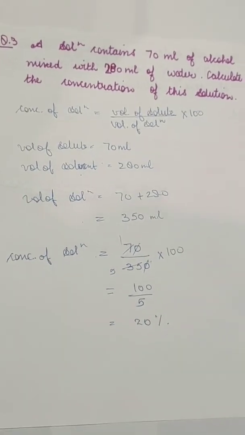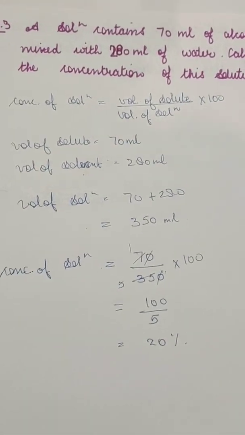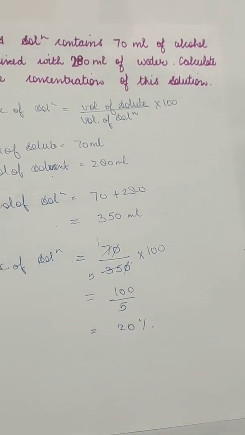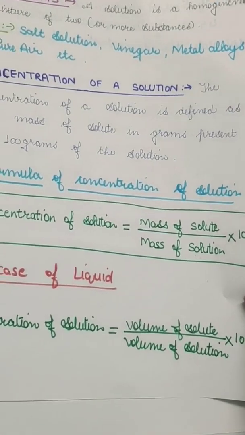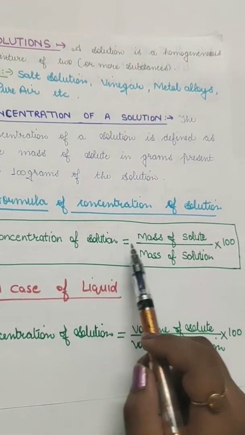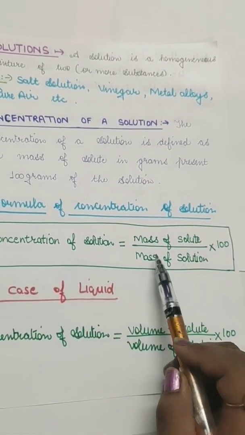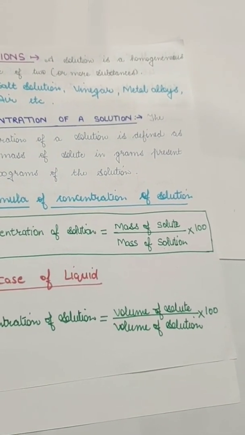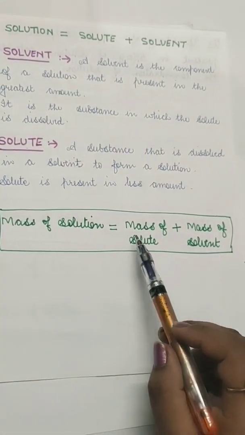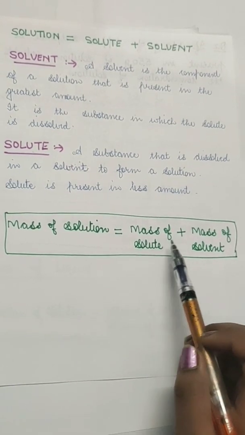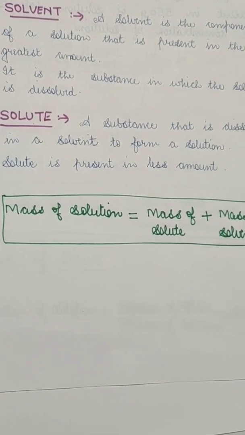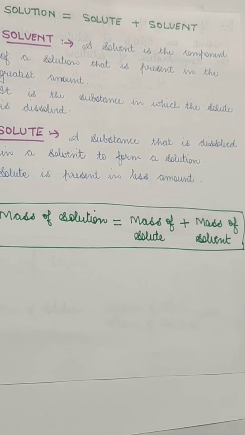So please make sure that whenever you do such questions, you read the question properly and solve with the help of the formula, which is very easy. That is, concentration of solution equals mass of solute upon mass of solution into 100. And for the solution we have to add mass of solvent plus mass of solute. Very simple.